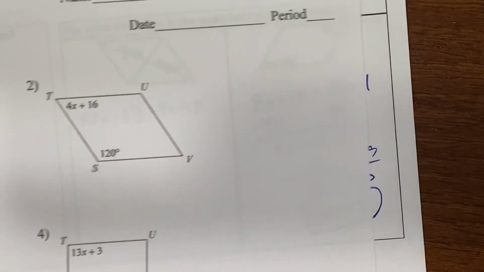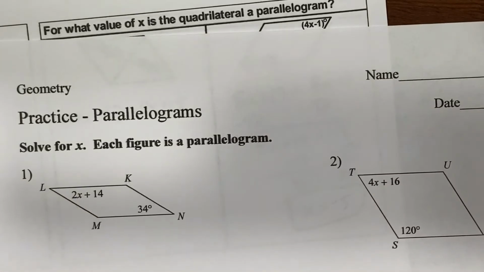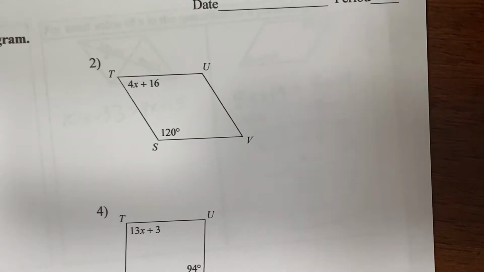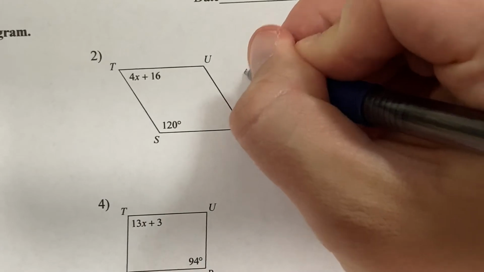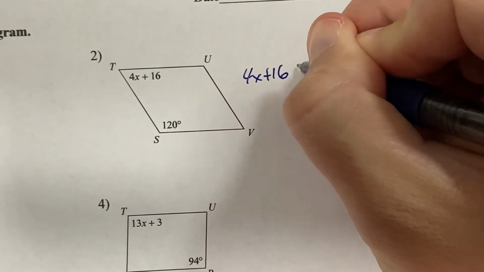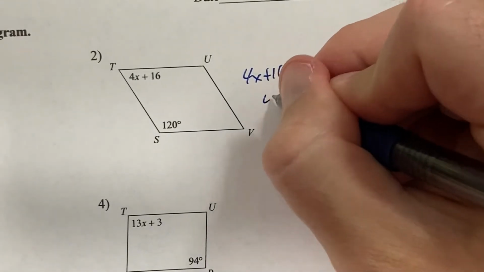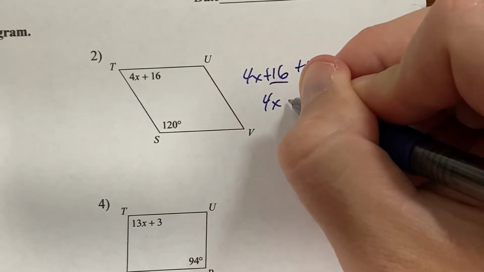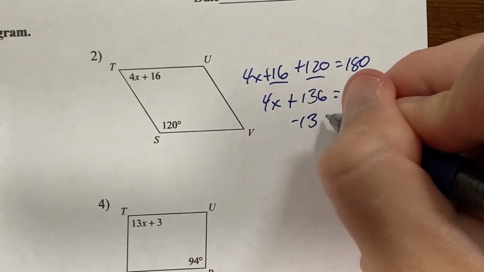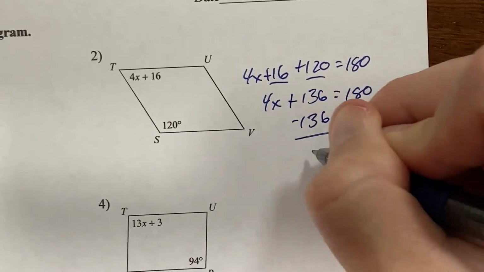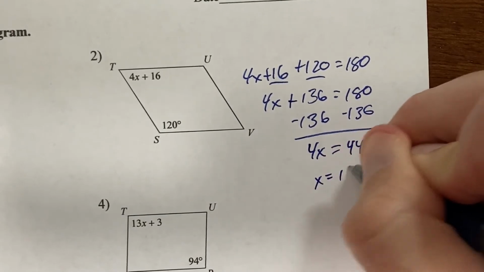So let's look at these over here. Number 2. These are adjacent angles, parallelogram. It tells us it's a parallelogram. So I'm going to say adjacent angles are supplementary. So 4x plus 16 plus 120 equals 180. Also, let's combine like terms over here. I got 16 and 120. What's that? 136. And then we'll subtract the 136 over. That's 4x equals 44, I believe. Divide by 4, you get x equals 11.